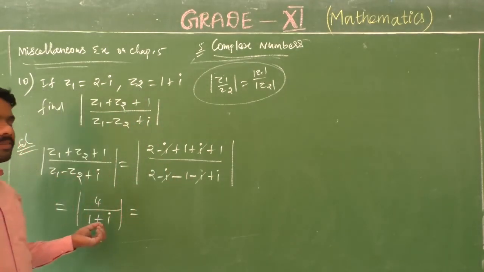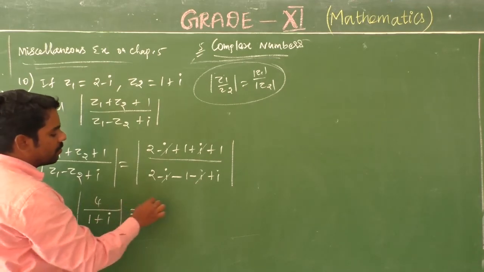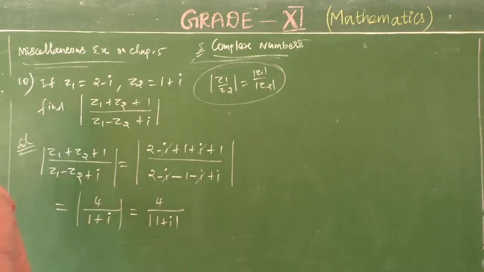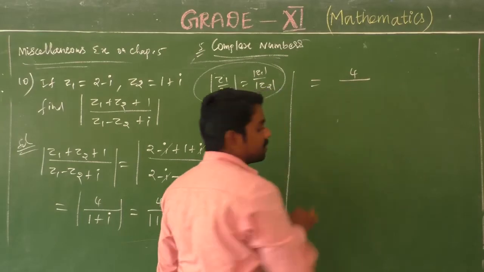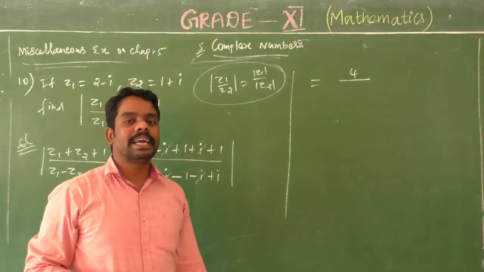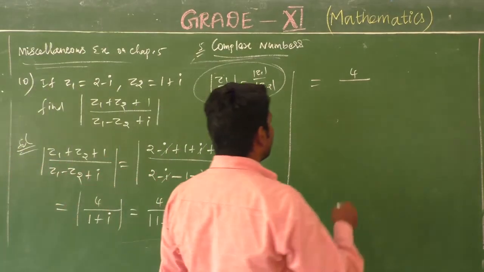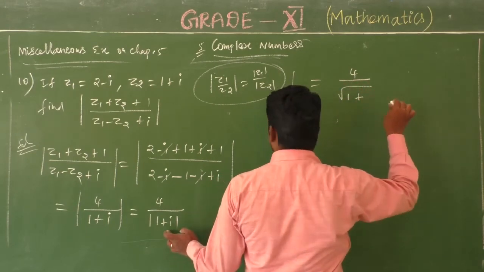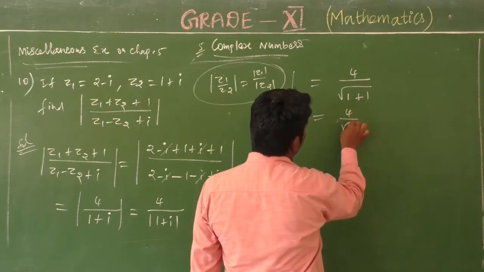Here, the modulus of 4 divided by 1 plus i is equal to the modulus of 4, which is 4, divided by the modulus of 1 plus i. The modulus of a complex number is the root of real part square plus imaginary part square. Here the real part is 1, so root of 1 square, plus the imaginary part is 1, so 1 square, is equal to 4 by root 2.